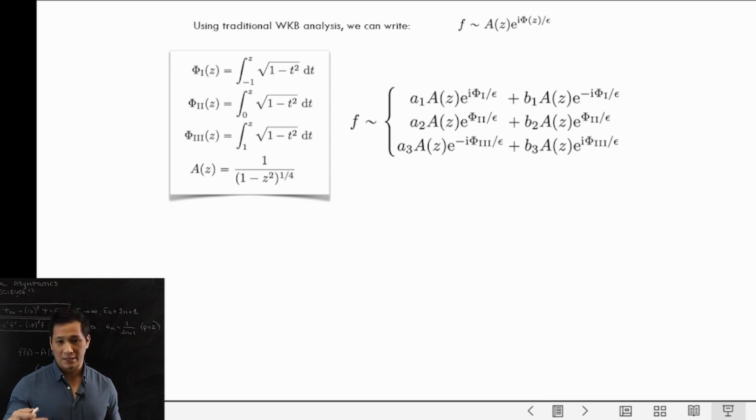And then, in essence, your function f is expressed as a linear combination of these exponentials and their appropriate prefactors, a of z. The prefactor you see is that 1 over (1 minus z squared) to the 1/4 form. And you can see that this is why z equal to plus or minus 1 is indicated as a turning point. It's a point where these approximations begin to break down. So at z equal to plus or minus 1, you see a of z tends to infinity.